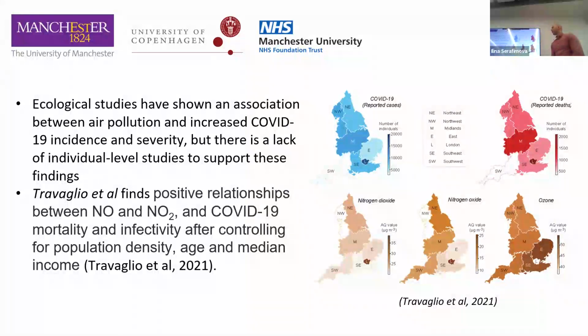When we started this study, there were a few ecological studies that had shown an association between air pollution and increased COVID-19 incidence and severity, but there was a lack of cohort studies to support these findings. This was a really important first study that was published at the start of the pandemic, and it was a big ecological study in the UK. It's done really well. It's got about 350 citations already. It was looking at area level rather than individual level, the population level, and linking that to air pollution. So it had some really interesting findings.